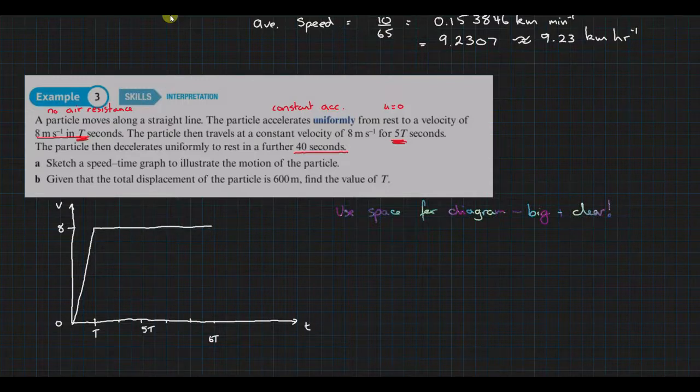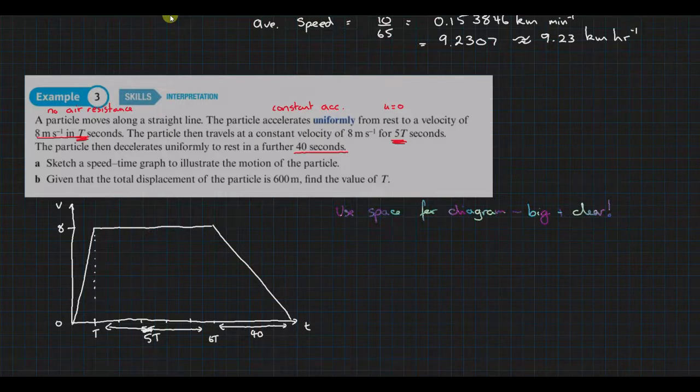And then it takes 40 seconds to come back to rest. So that's some arbitrary number where we know this distance is 40 seconds. We don't know what the ending time is at the moment. T is 5, T there.